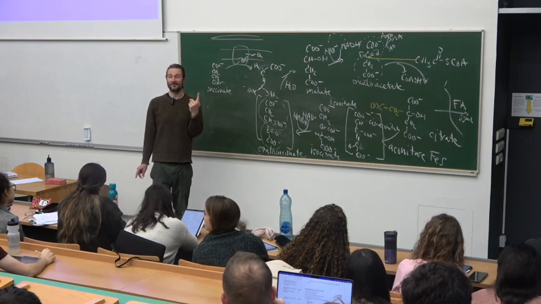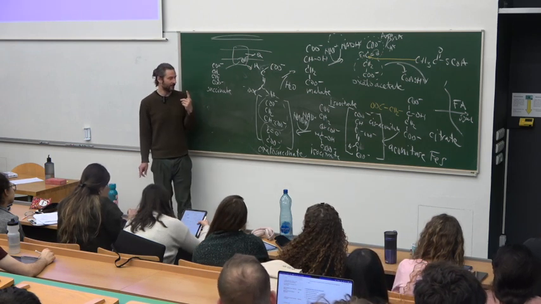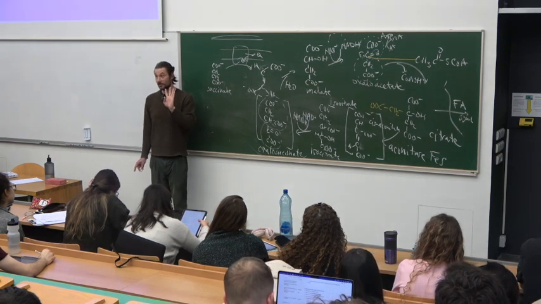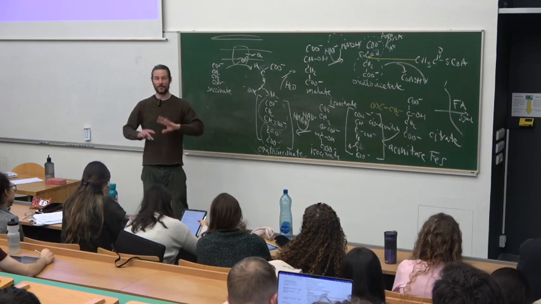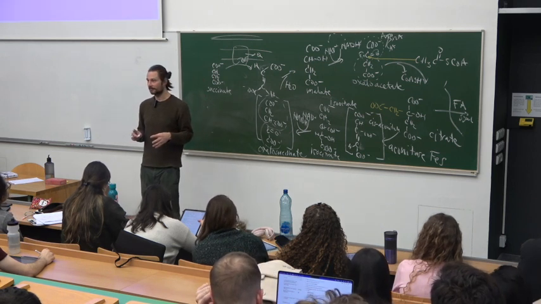Yeah, we need TPP for that, okay, thiamine pyrophosphate. But beta oxoacids are super easy to decarboxylate. They will actually decarboxylate spontaneously. They don't need any help.